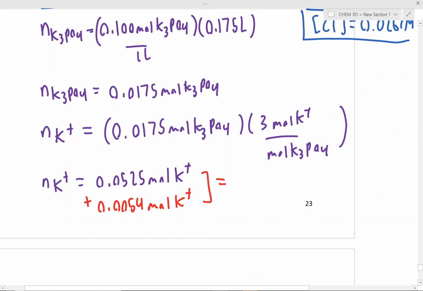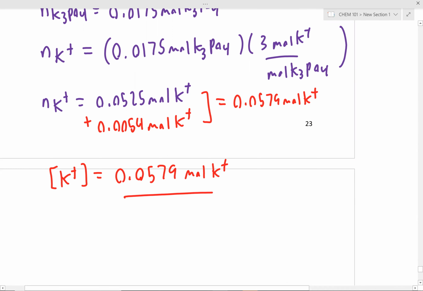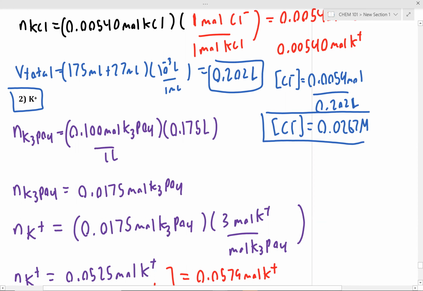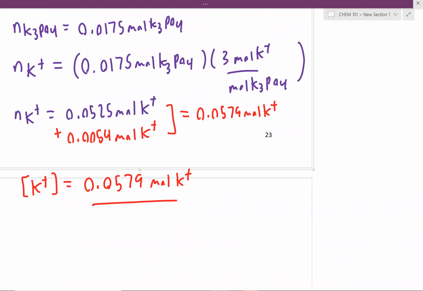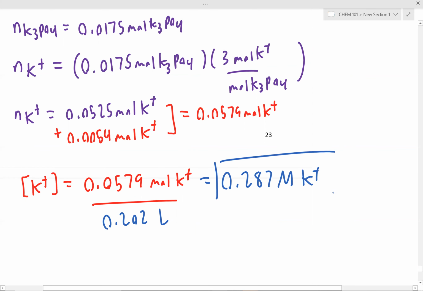That in turn gives us a total of 0.0579 moles of potassium. So then, if I wanted to calculate the molarity, or the concentration of potassium plus, I take the moles, which is 0.0579 moles of potassium plus, and I divide it by our total volume. And have we already calculated our total volume? 0.202. We already calculated our total volume. So let's just plug that in. That in turn gives us a molarity of 0.287 molar potassium plus. Does that make sense? Any questions on this example?